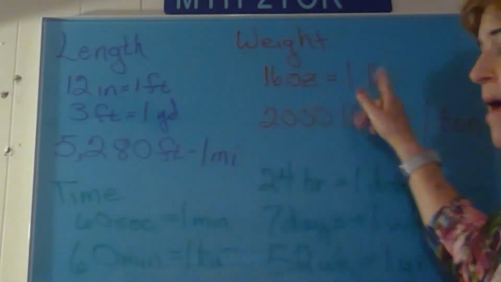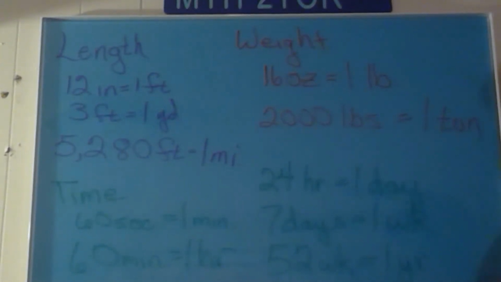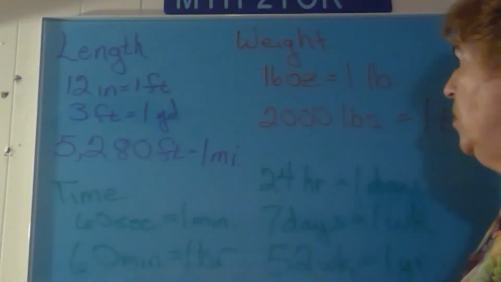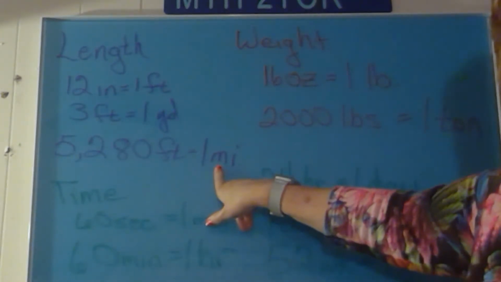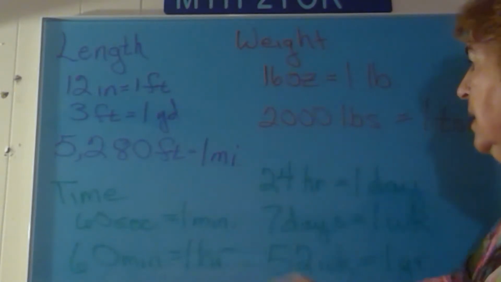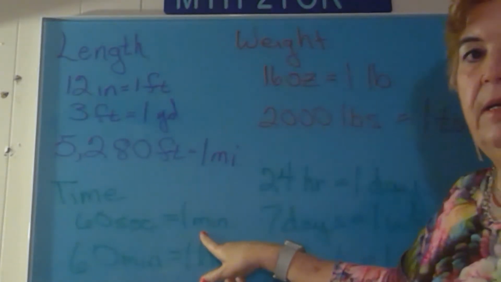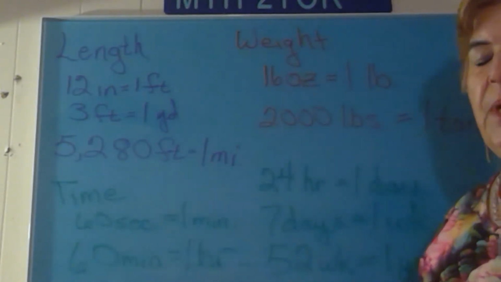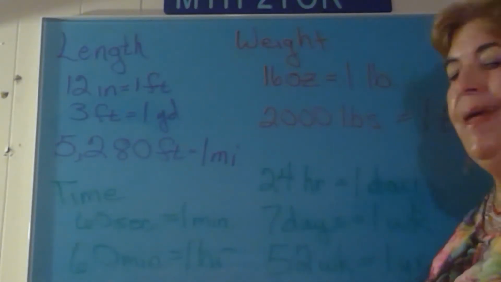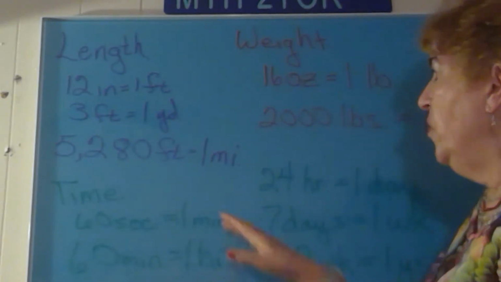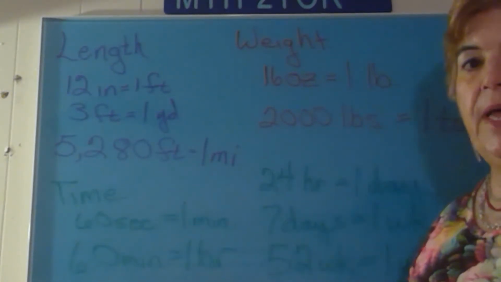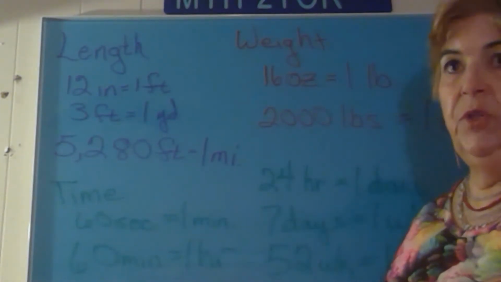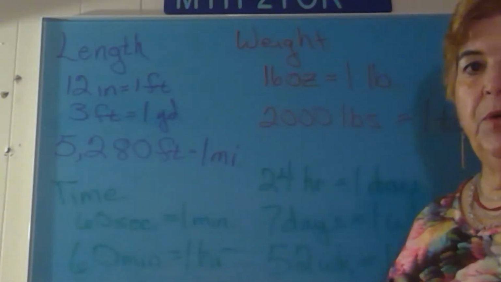These also have the correct abbreviations that you are to use. Do notice miles is abbreviated MI, minutes is MIN. When we get into the metric system, you will use M for meters. So that's why miles has to be MI. Because they both measure lengths, it tells you which measuring system you're in.